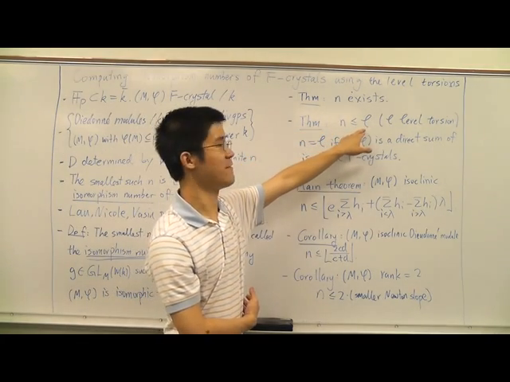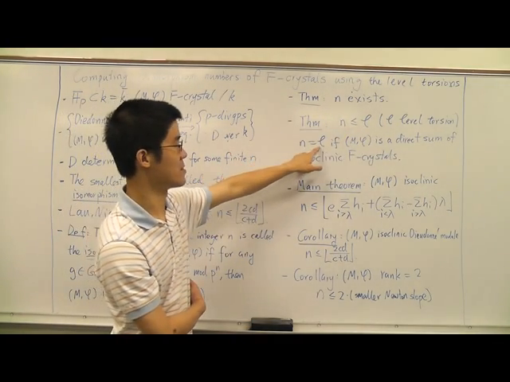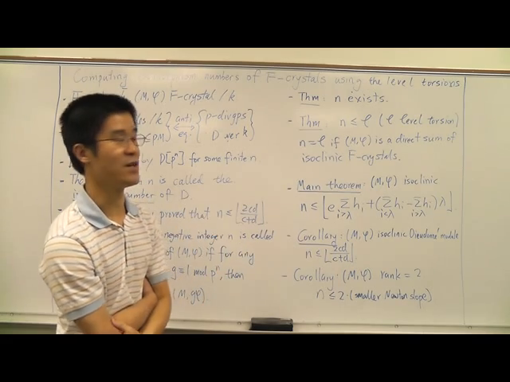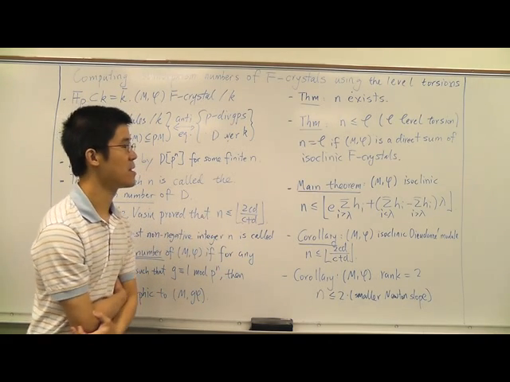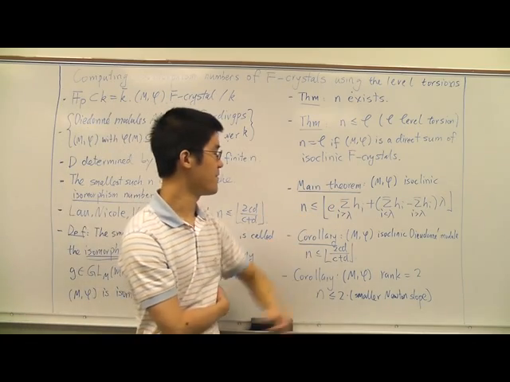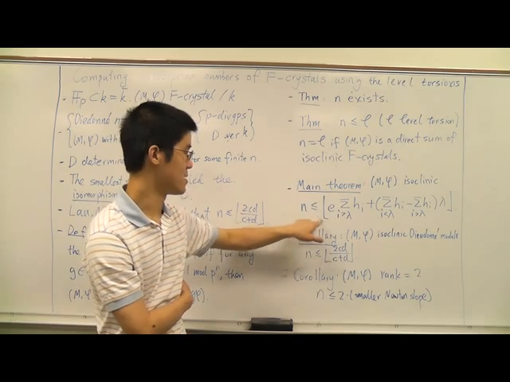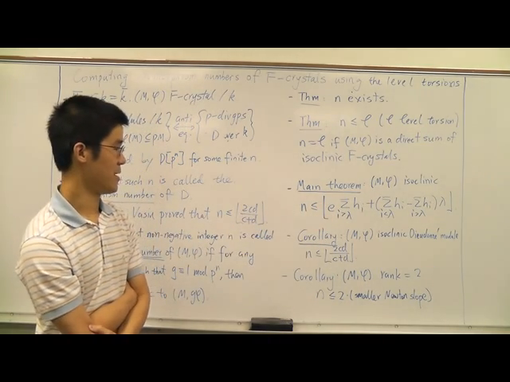can get an upper bound of L, then we can get an upper bound of N. And in fact, if we can actually calculate L in some cases, we can get the exact value of N. So the main theorem of this paper is the following, saying that if M phi is an isoclinic F crystal, then the isomorphism number has to be less than or equal to the following expression.